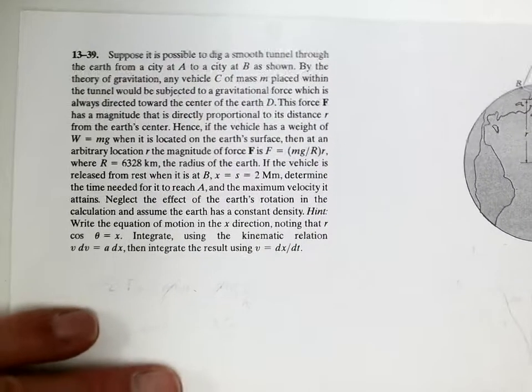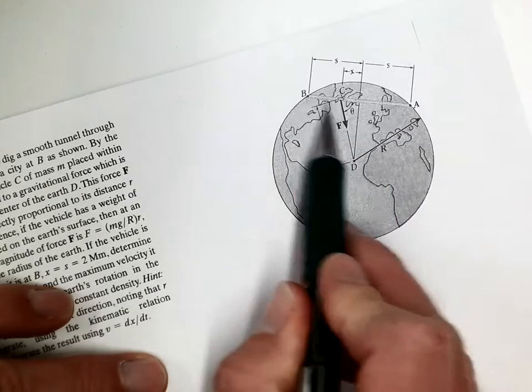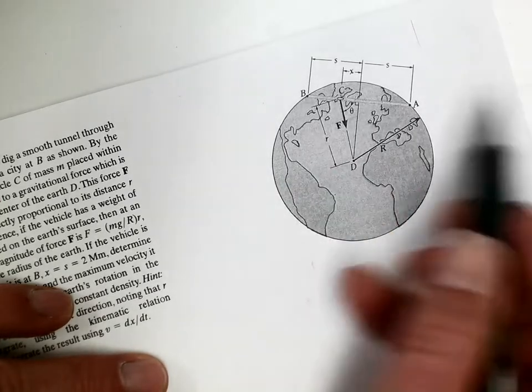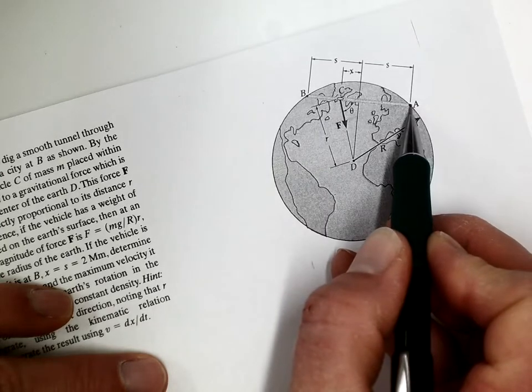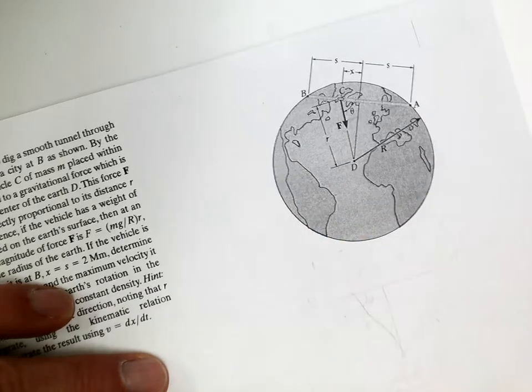Here we have problem 13-39. We have a tunnel that's been cut through the earth from A to B, and a pod that goes back and forth. And it wants to know how long would it take to go from A to B, and what would the maximum velocity be.